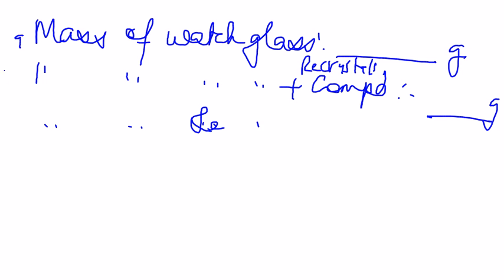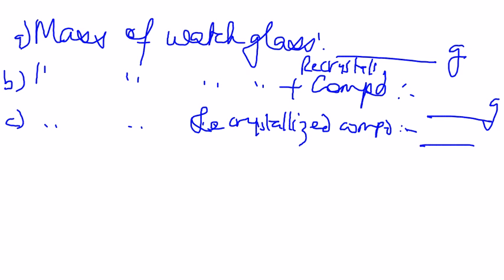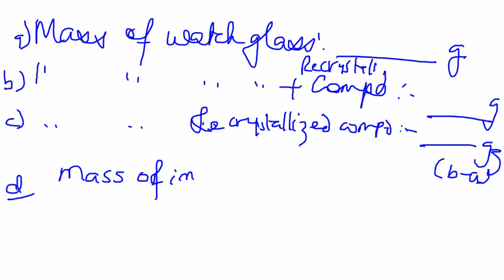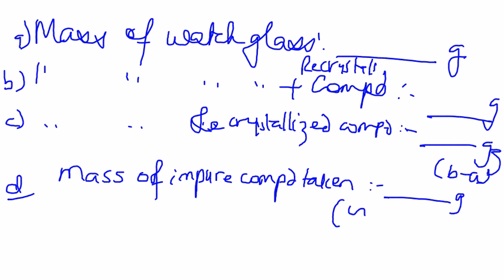When you subtract A, B, C, this will become mass of recrystallized compound, however many grams. So B minus A will give you C. You will also write here what you began with. So mass of impure compound taken. So that's the number that you had taken before recrystallization. So that's the number which is approximately equal to 2 grams, whatever that number is.